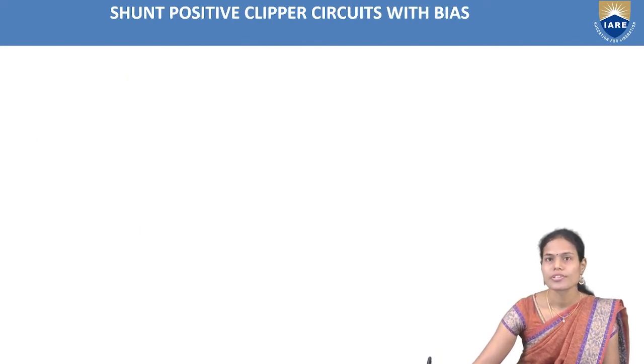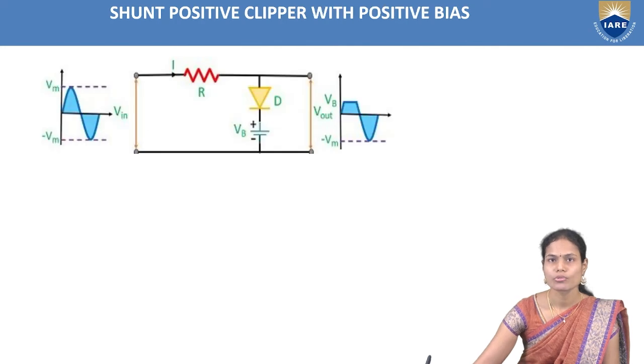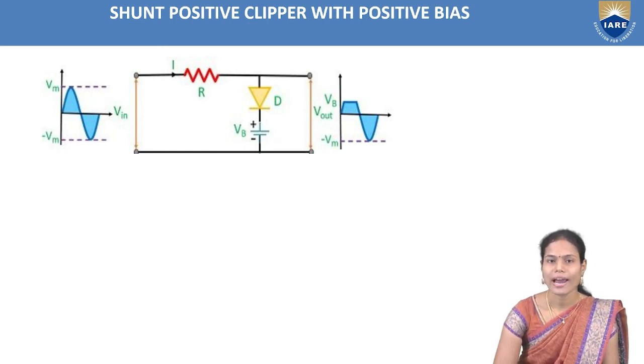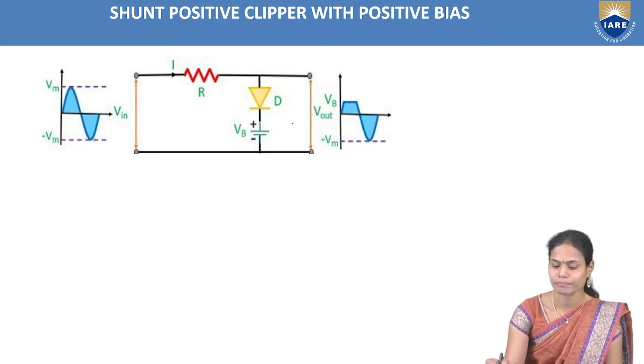And next, shunt positive clipper with biasing. So in this again we are having two types, shunt positive clipper with positive bias and shunt positive clipper with negative bias. So in this first we are going to discuss the shunt positive clipper with positive bias. To make a shunt positive clipper with positive bias, we have to add one battery to the shunt positive clipper so that we can make the shunt positive clipper with positive bias.